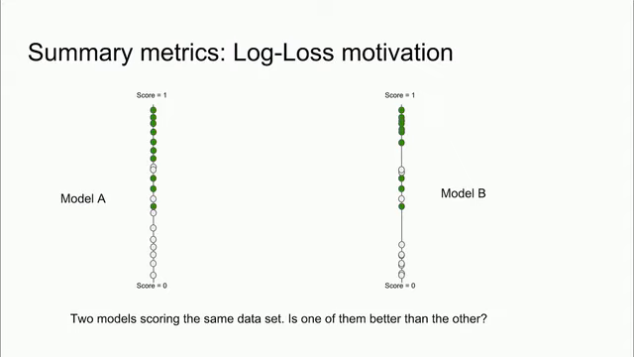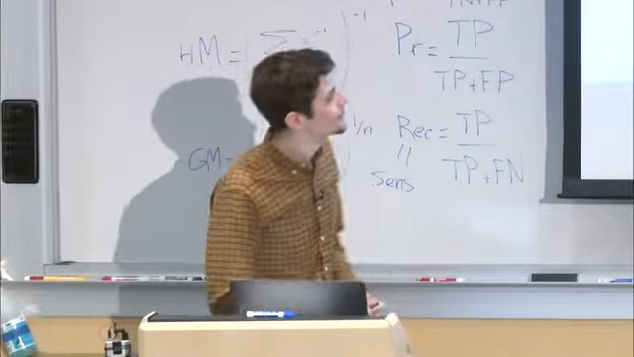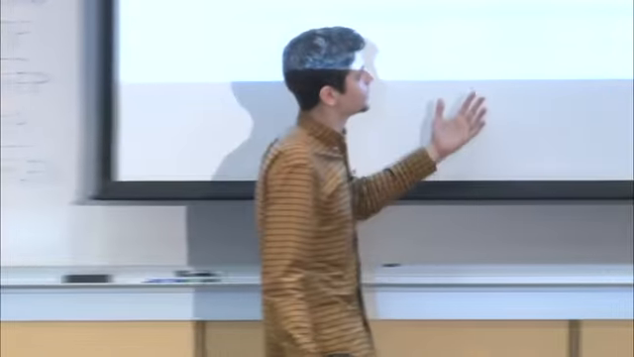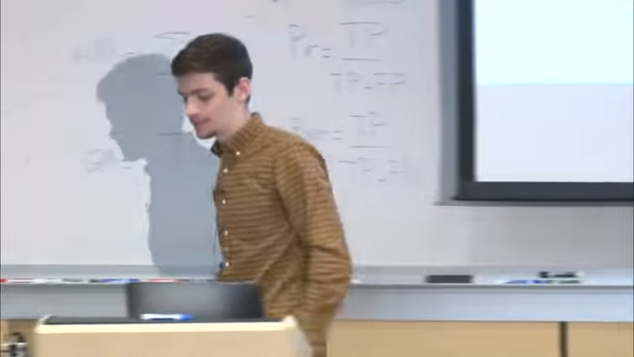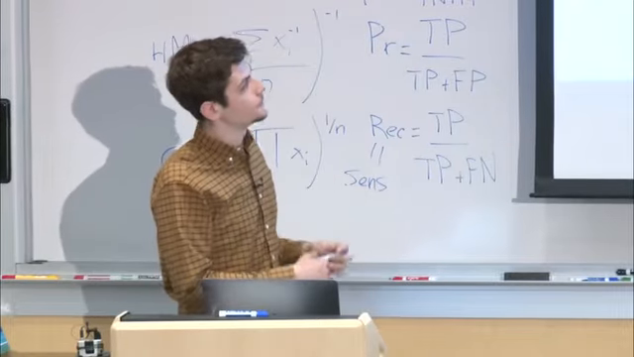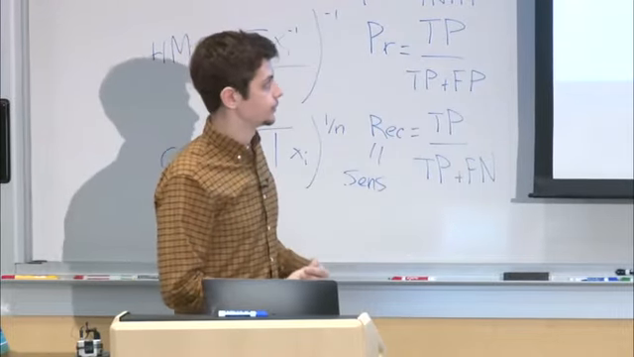Okay, I'll give you 10 seconds. Okay, who thinks that model A is better? Who thinks that model B is better? Okay, you clearly got this. Intuitively, model B is better because it's splitting out the positives and the negatives. It's more confident about its positive predictions and its negative predictions, versus here they're more evenly spaced out.